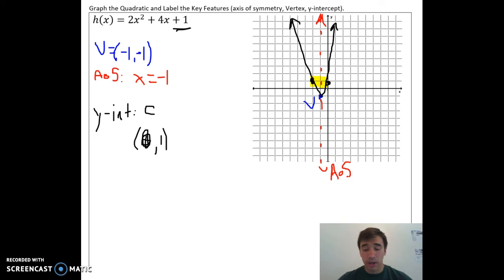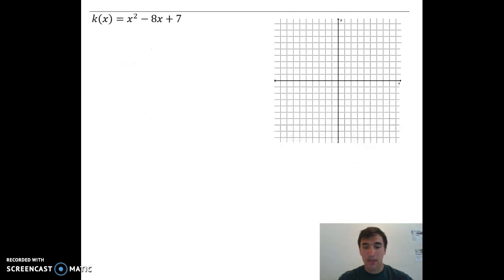I'm about to put up another problem. I'd like you guys to solve it, and then I will show the answers. Here is your next problem. Please find the vertex, the axis of symmetry, the y-intercept and the bonus point, and graph it. Pause the video because I'm going to show the answers right after this.